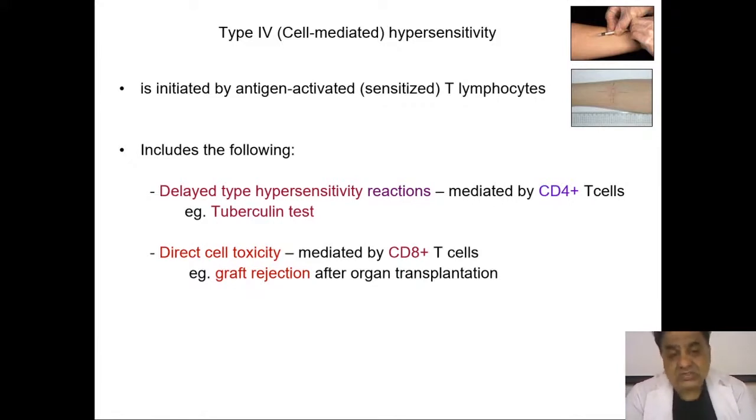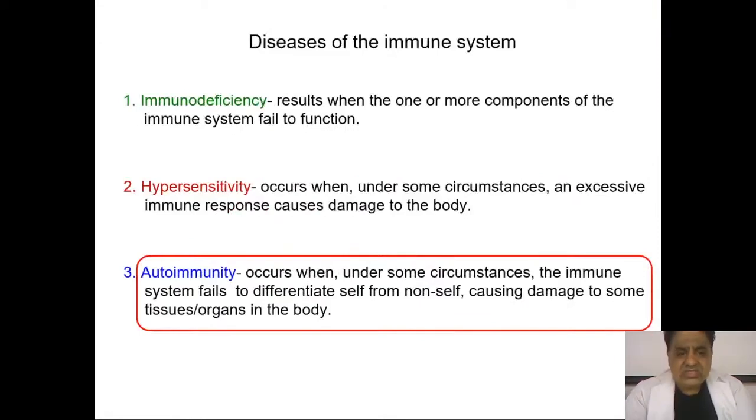Drug-related direct cell toxicity mediated by CD8 T cells is another example of this hypersensitivity, as is graft rejection in organ transplantation, which we'll have a class on in pathology and in medicine and others in your final MBBS. So with this, we now come to autoimmunity, where the immune system fails to differentiate self from non-self.